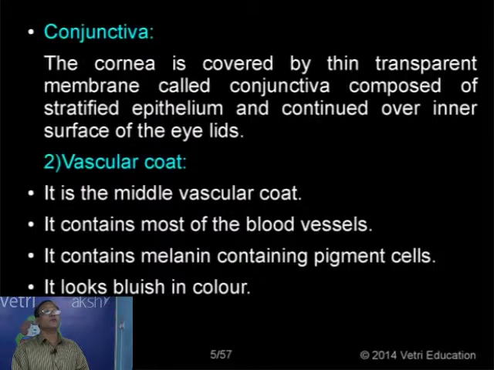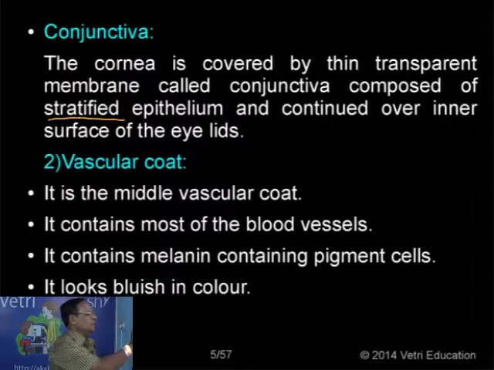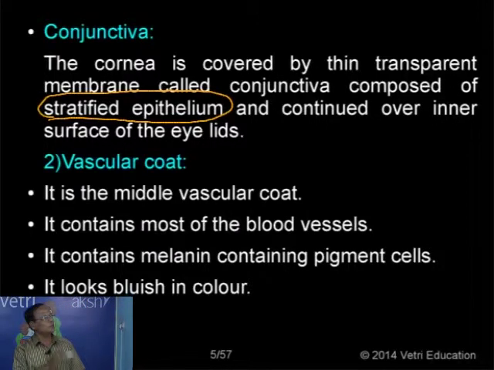It is formed of stratified epithelium. Unlike the cornea, which is formed of connective tissue, the conjunctiva is formed of stratified epithelium. So this is about the outer fibrous coat, which includes the cornea and sclera along with the conjunctiva lying over the cornea.